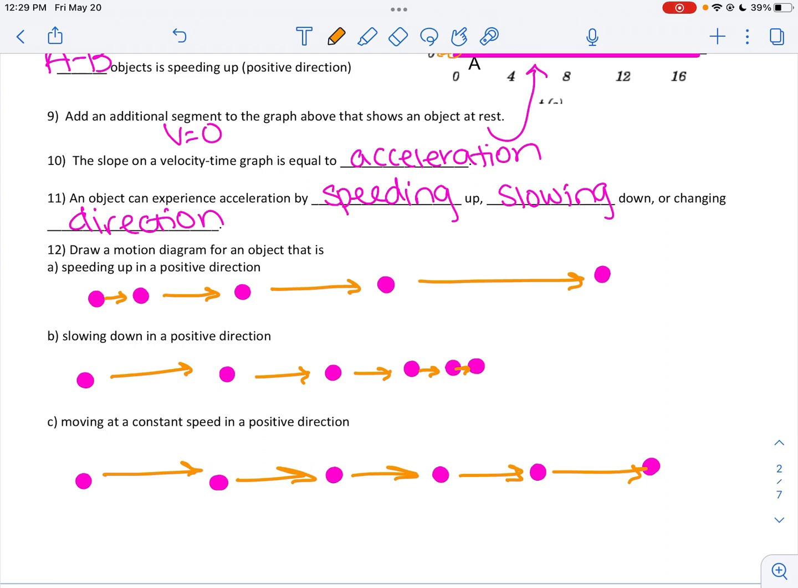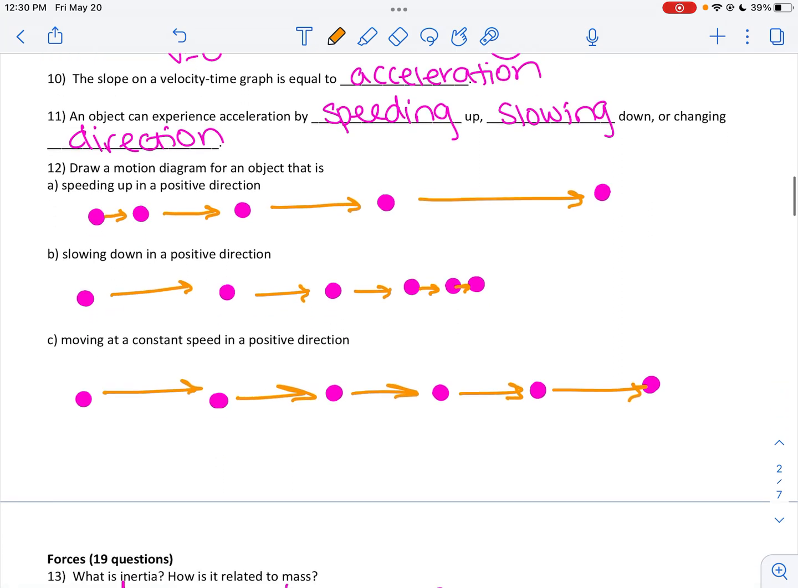For the motion diagrams, for them speeding up or slowing down, remember, if they're speeding up in a positive direction, I want the distance between each of our snapshots. So each of those pink dots represent a snapshot. That's where that person, that car, the bike is every second. So if it's speeding up, I want to make sure that the distance between those dots increases. If it slows down, then the distance between those dots is going to decrease. Whereas if it's going at a constant speed, like for C, you're going to notice that the distance between each of those is exactly the same.